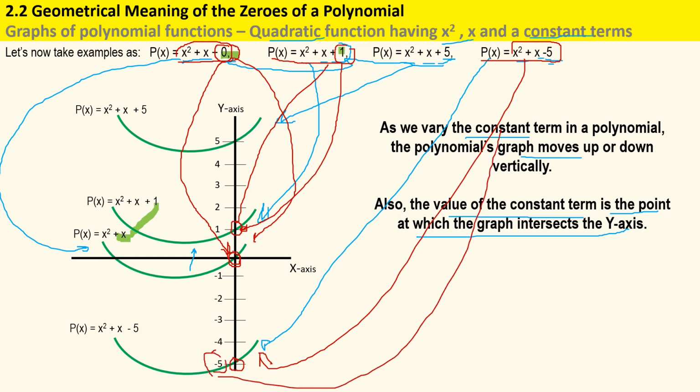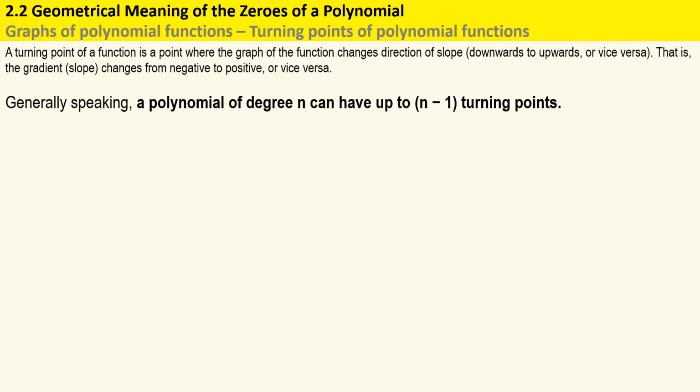which is the same as the constant term's value. So we can say, I will repeat here, that as we vary the constant term in a polynomial, the polynomial's graph moves up or down vertically, and the value of the constant term is the point at which the graph intersects the y-axis. Now also we have seen how the graphs of different polynomials look. We have seen the quadratic polynomials, constant functions, and the linear polynomials or linear functions.